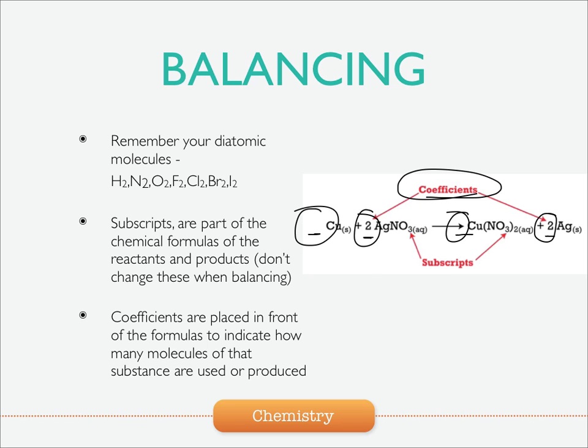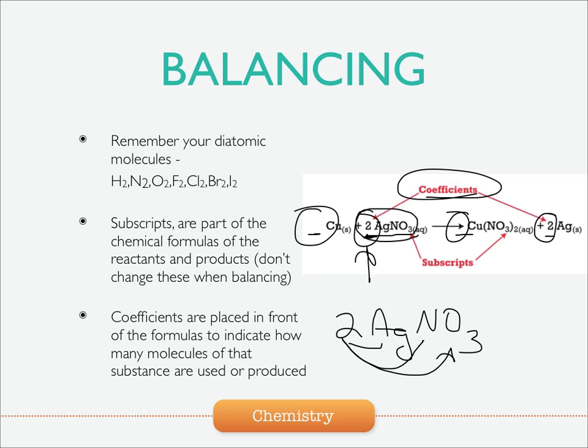So coefficients are the numbers out front. Coefficients are multiplied by everything in there. In other words, if I say 2AgNO3, it means I have 2 silvers, 2 nitrogens, and 6 oxygens. Coefficients are like algebra where you had parentheses and you multiply. Subscripts only apply to the thing right in front of them, unless there's parentheses like there is over there.